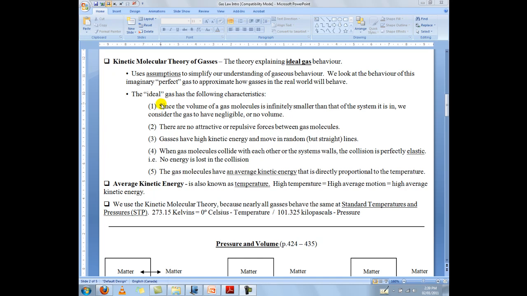When studying an ideal gas, you must understand that we are making the following assumptions. These assumptions are used to help us simplify our calculations, and we can do that because, well, it's close enough. So the first assumption we make is that since the volume of gas molecules is infinitely smaller than that of the system it is in, we consider the gas to have negligible or no volume.